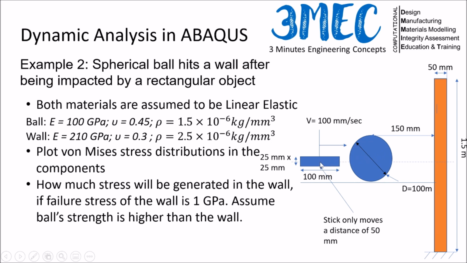and it's an idealized problem for that, because in reality this object is a circular, cylindrical or conical shape rod or stick. So again, we are assuming the materials to be linear elastic. Ball has these kind of properties, while wall and the rod are assumed to have similar properties to this one. Again, we have to plot stresses and compare whether the stress in the wall reaches the failure stress of the wall, which is 1 gigapascal, and we are assuming that the ball's strength is much higher than the wall itself. So the ball can really not fail in any case.